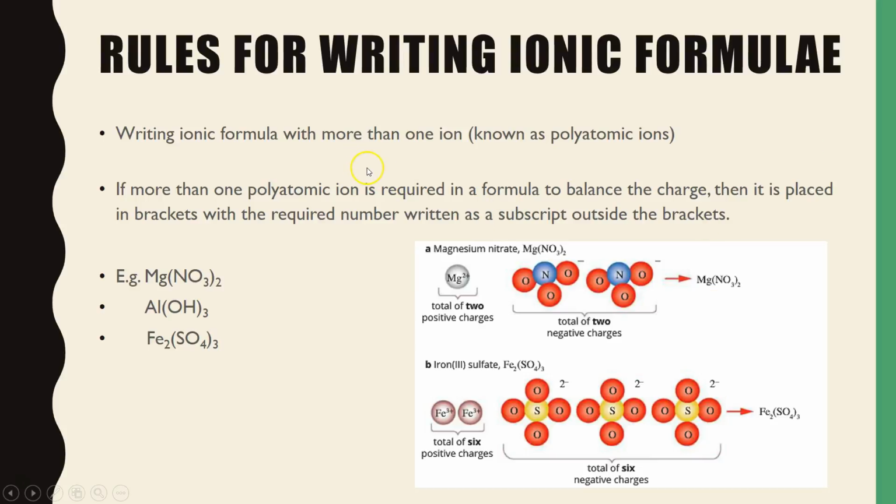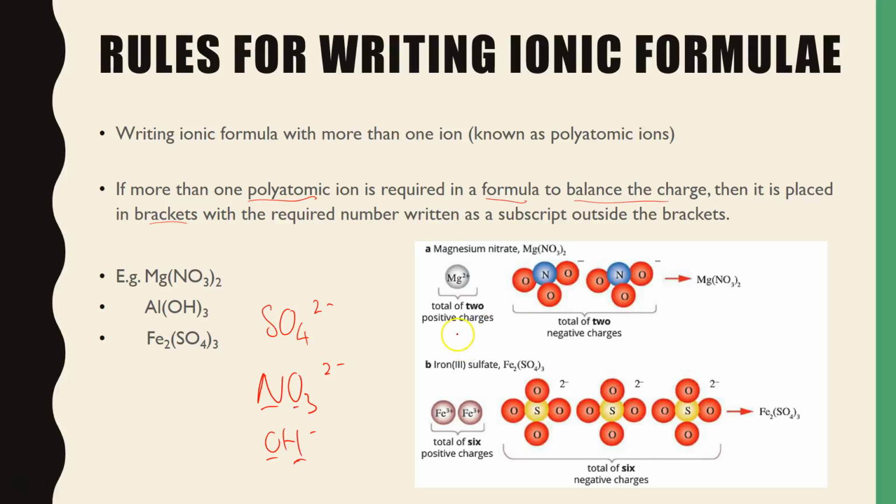Writing ionic formulae for polyatomic ions. So with ions with more than one element. If there's more than one polyatomic ion, you need to have a formula which balances the charge and is placed in brackets. A polyatomic ion, for example, is anything like nitrate, NO3-, or hydroxide, OH-. There's more than one element there. Sulfate, there's more than one element. So to balance the charge for these particular ions, you need to put brackets around them.